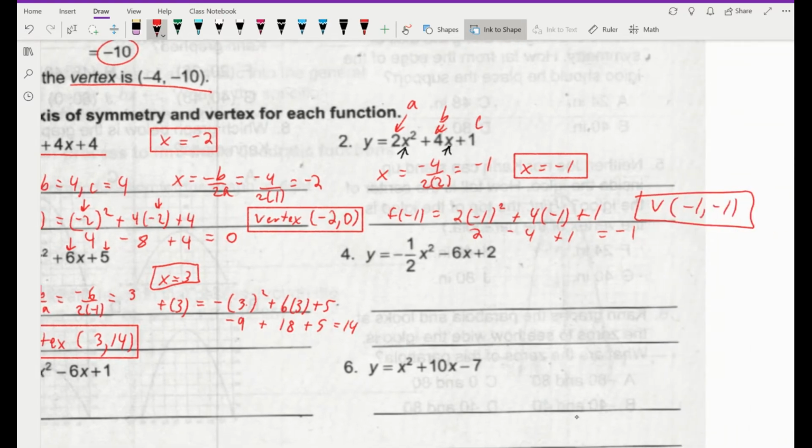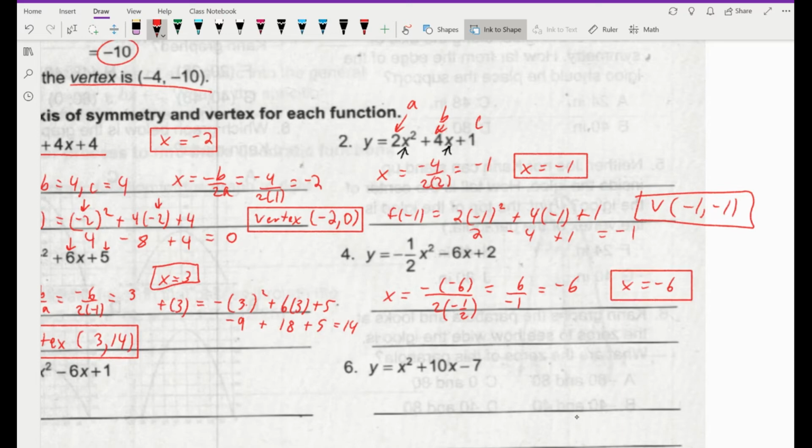Number 4, x equals negative b over 2a. x equals a negative, and be careful here, it's a negative 6 over 2 times a, which is 2 times negative 1/2. A negative 6 is a positive 6. 2 times a negative 1/2 is a negative 1. 6 divided by negative 1 is negative 6. So the axis of symmetry is x equals negative 6.